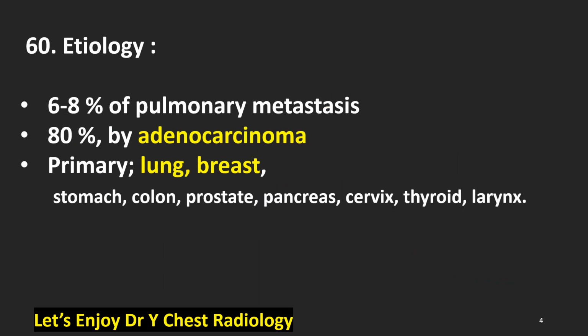Etiologies are like this. 6 to 8% of all pulmonary metastases are lymphocytic carcinomatosis, and 80% of lymphocytic carcinomatosis are from adenocarcinoma. The most common primary sites are lung cancer and breast cancer, and sometimes from stomach, colon, prostate, pancreas, cervix, thyroid, and larynx.